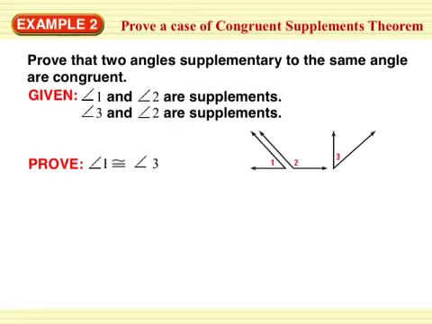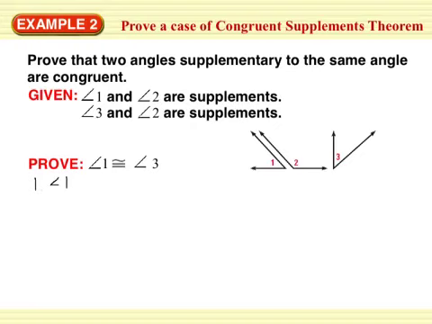Let's prove a case of the Congruent Supplements Theorem. Okay? Prove that two angles supplementary to the same angle are congruent. It's given that angle 1 and angle 2 are supplements, angle 3 and angle 2 are supplements. We need to prove that angle 1 is congruent to angle 3. Alright, let's get to it.